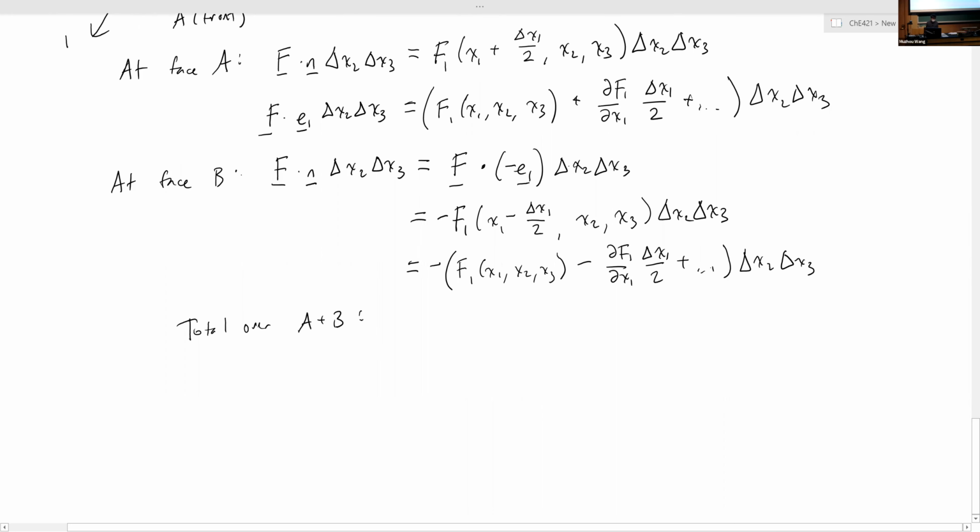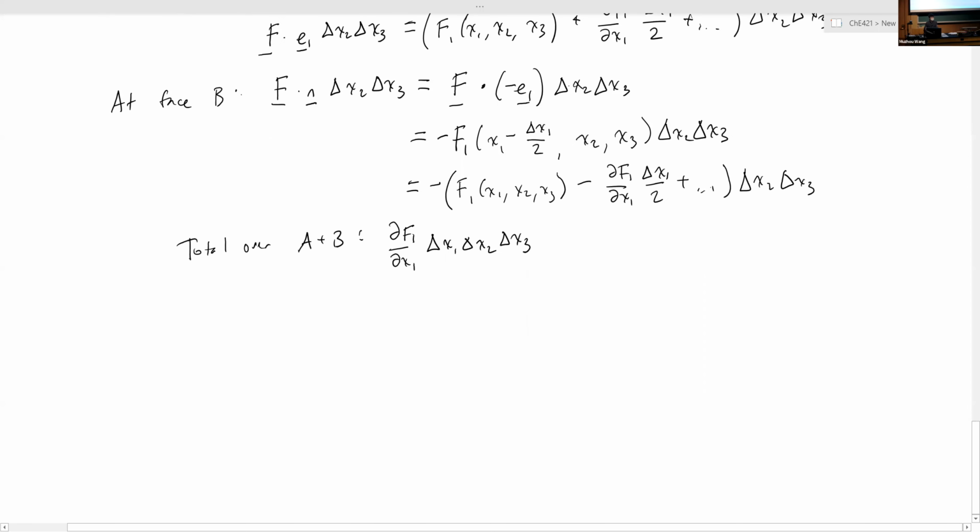Okay. Well, then I just need to add these two things together. Now what do I get when I add these two things together? This term is f1 at x1, x2, x3. This term is negative f1 at x1, x2, x3. And so that actually cancels out, right? So there's none of that. This term right here is positive df1/dx1 delta x1 over 2. And this term right here is negative that, so also positive df1/dx1 delta x1 over 2. So what I ought to get is that times delta x1, delta x2, delta x3, because the 1/2 plus 1/2 is equal to 1.